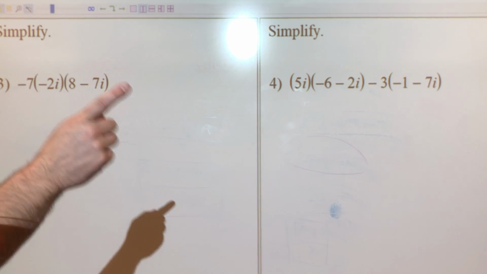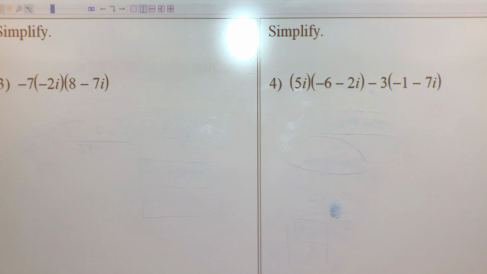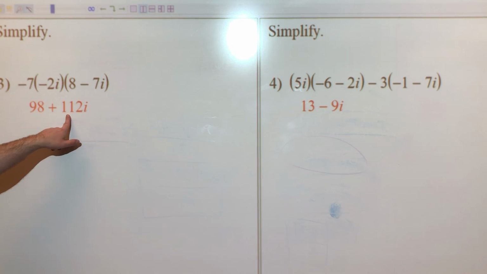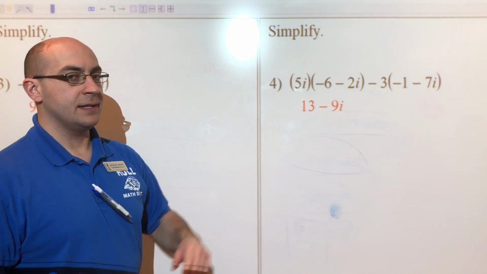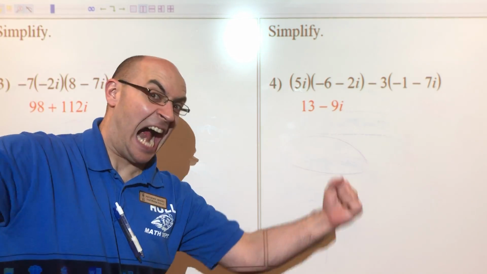Hopefully you had a chance to pause me. Let's put some answers on the board. 98 plus 112i, and 13 minus 9i. Hopefully you got them right. Let's go.